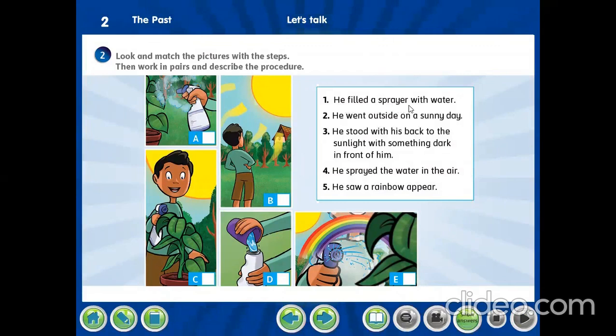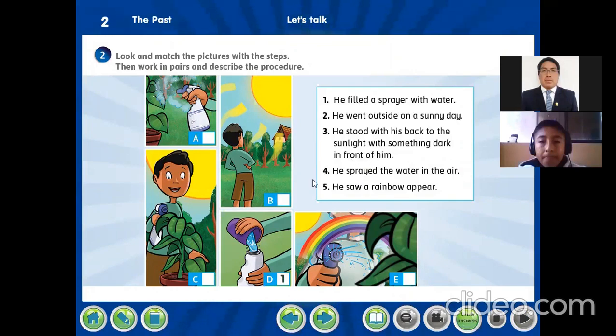Let's see, number one: he filled, sprayed with water. Filled, do you know what filled is? The past of fill. Llenar. Okay, Milagros, do you have a question? Do you want to participate?